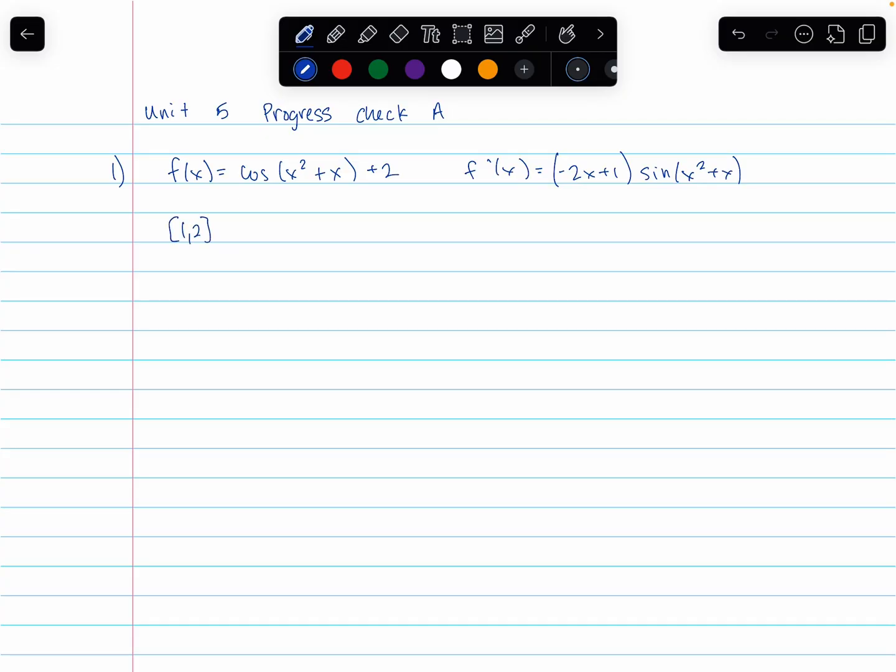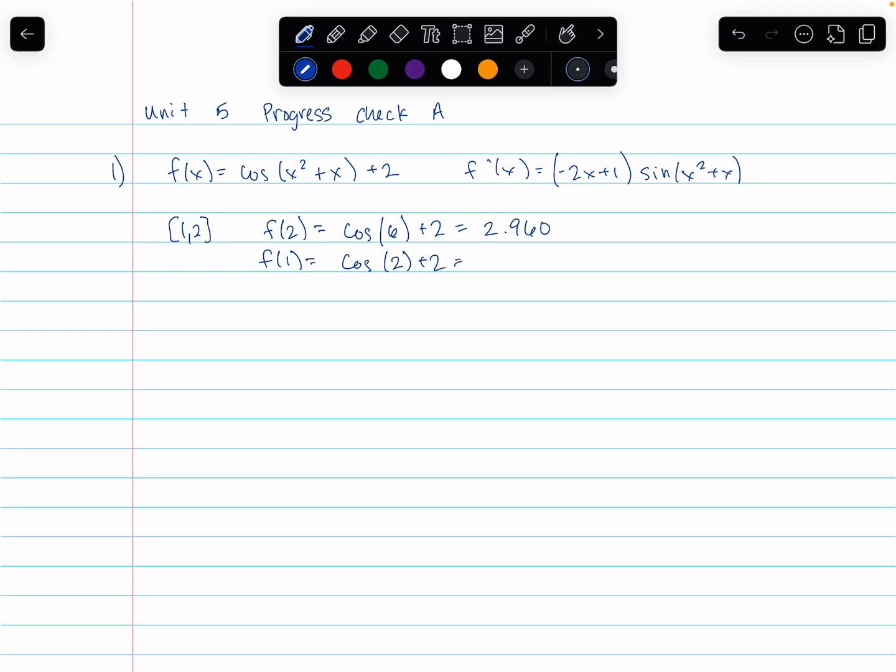And so I'm going to find the average rate of change on that interval. So we're going to find f of 2. If you have your calculator, you can plug this in. But it's going to be cosine of 2 squared is 4, 4 plus 2 is 6. So cosine of 6 plus 2, and I have 2.960. Okay, and then f of 1, which is going to be cosine of 2 plus 2.